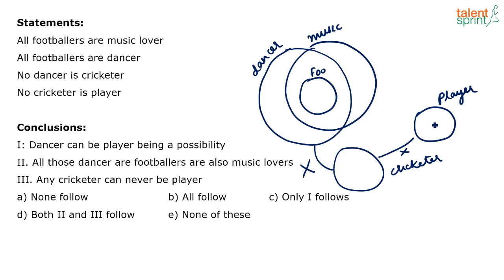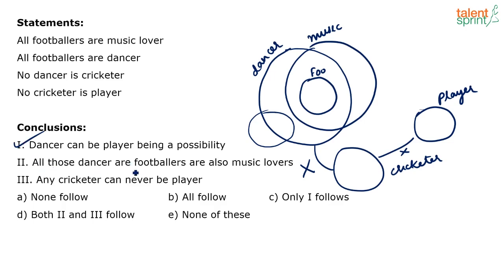Now see again, what is given here? No dancer is a cricketer and no cricketer is a player is given. Actually there can be some overlapping between this set player and dancer, correct? Will that affect anything at all? If I bring this player set somewhere here and put it here, is this affecting any of the given statements? No, it's not, correct? It seems to be a possibility. If it happens also, it's not affecting any of the given statements. So this seems to be true. This is a possibility which seems to be true. I mean, it can happen.